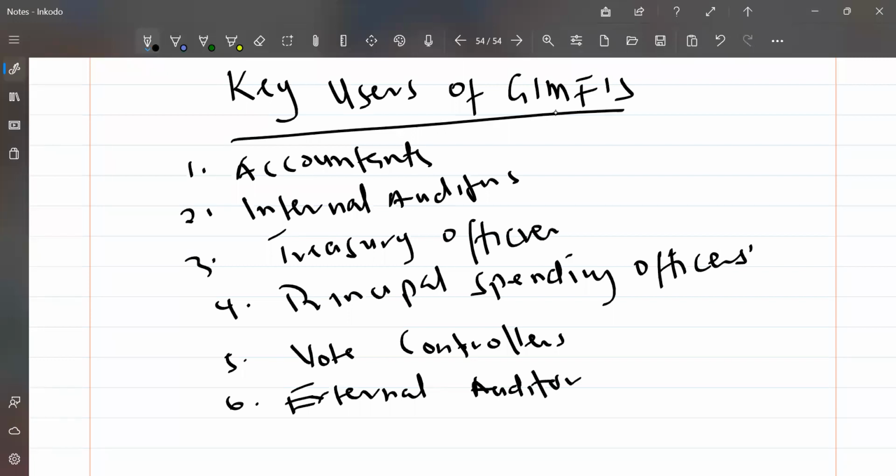Principal account holders and principal spending officers, HR. Okay, so basically, this is how the users of GIFMIS are. Budget officers. Yes, budget officers. Name them, it's endless. The administrators, the procurement officers, the stores officers, budget officers, all the officers.